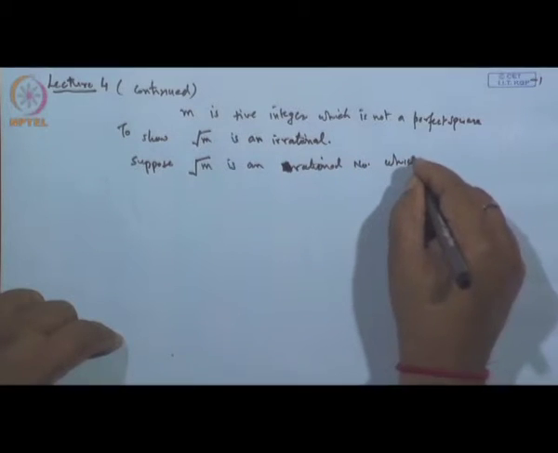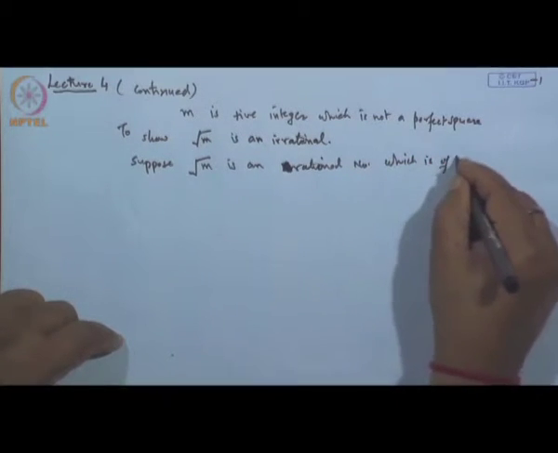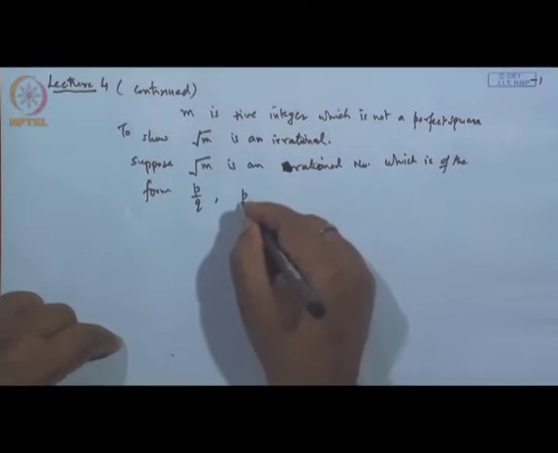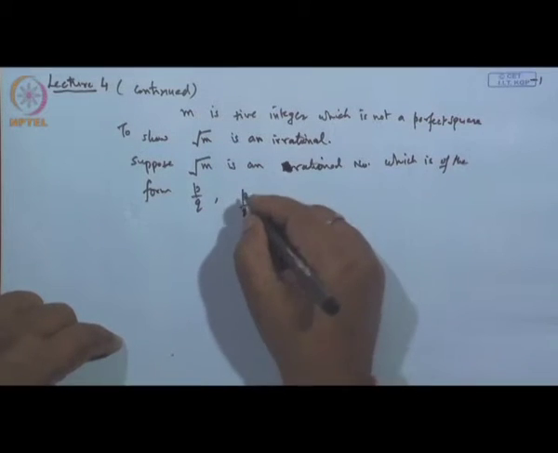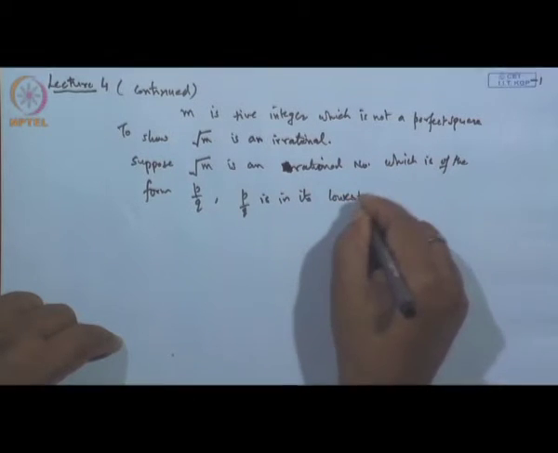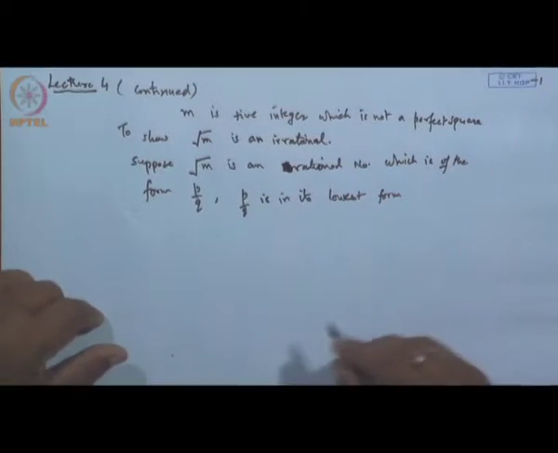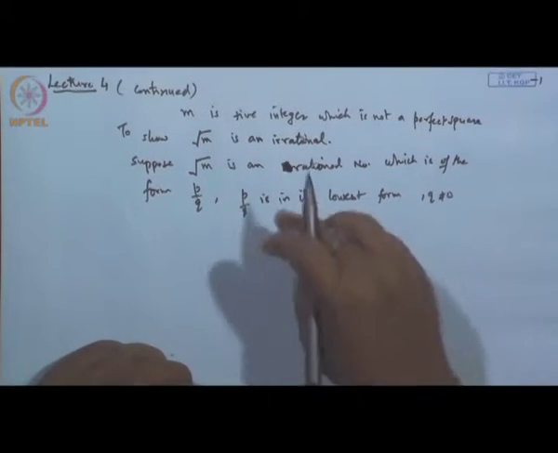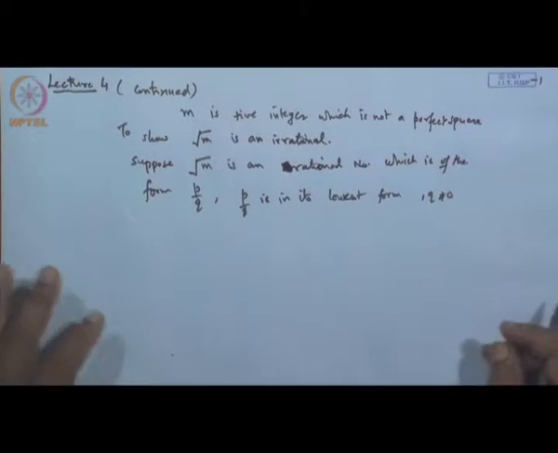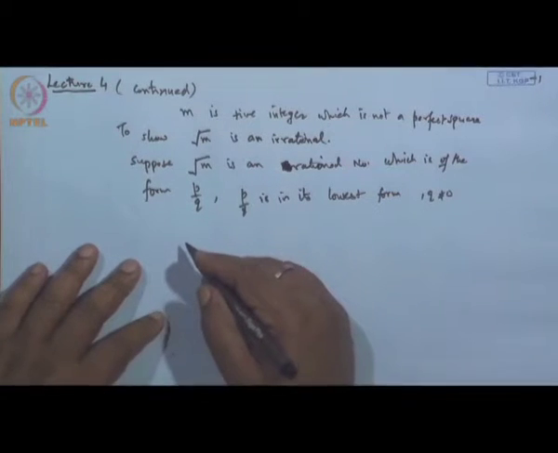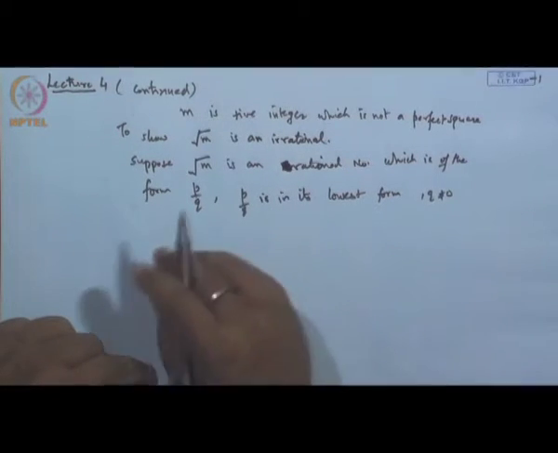which is of the form, say, p by q, where p by q is in its lowest form and q is not equal to 0. There is no common factor between p and q. And this number p by q is a rational number, so we can identify the two integers in between which this number will lie.